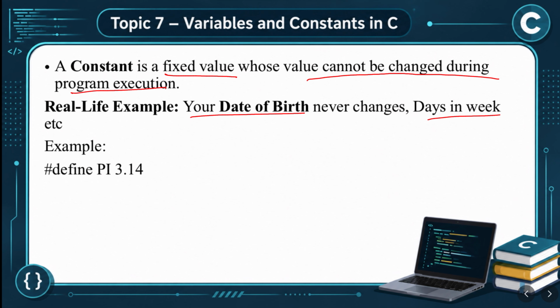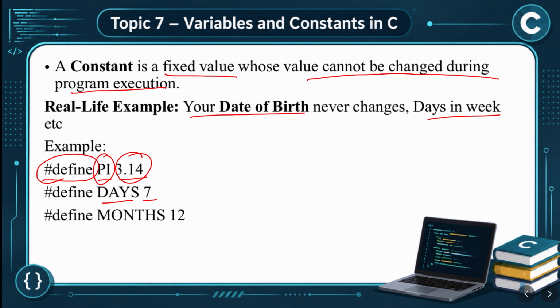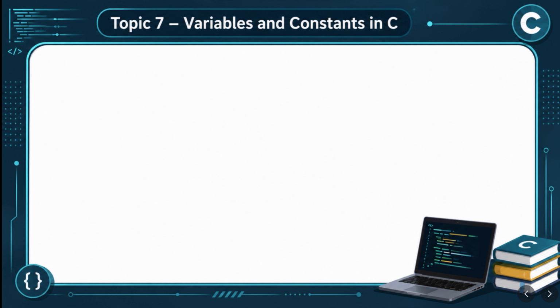In programming, if you see the pi value 3.14, then 3.14 will be the constant value for pi. So constants will be declared with the help of the directive hashtag define. Now, hashtag define days 7. This is also a constant. Hashtag define months 12. This is also a constant.